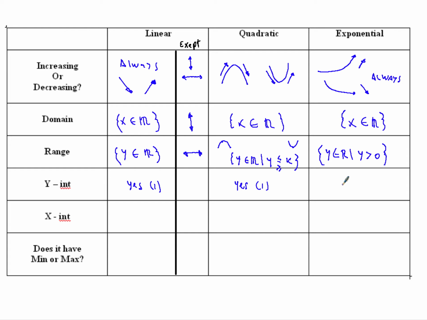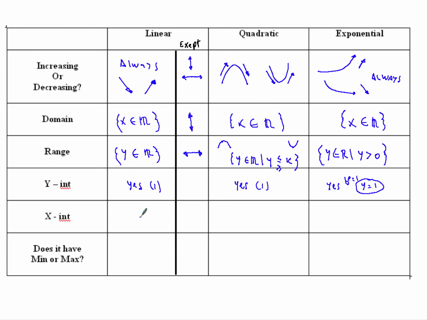And does the exponential function? Yes, and it's always that y is equal to 1. The y-intercept is always 1 because b to the power 0 is equal to 1, right? So it's always going to be 1 y-intercept, and that's going to be y is equal to 1.